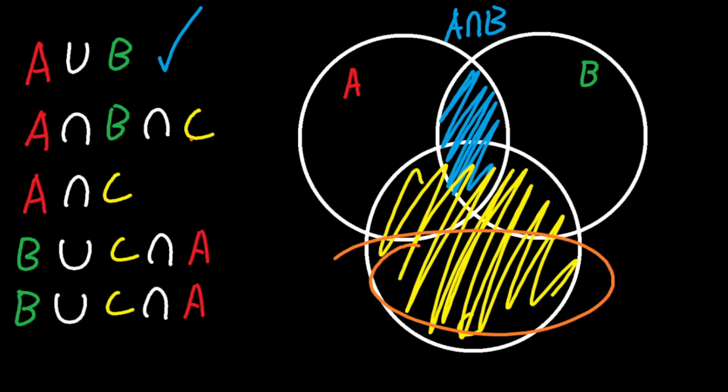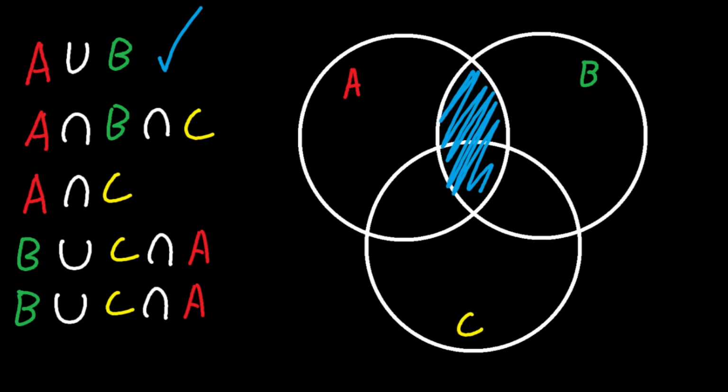This is only part of C. So where's the intersection? It's this tiny little piece right here. So if we shade this in, this right here is the intersection between all of A, B, and C. Check mark.